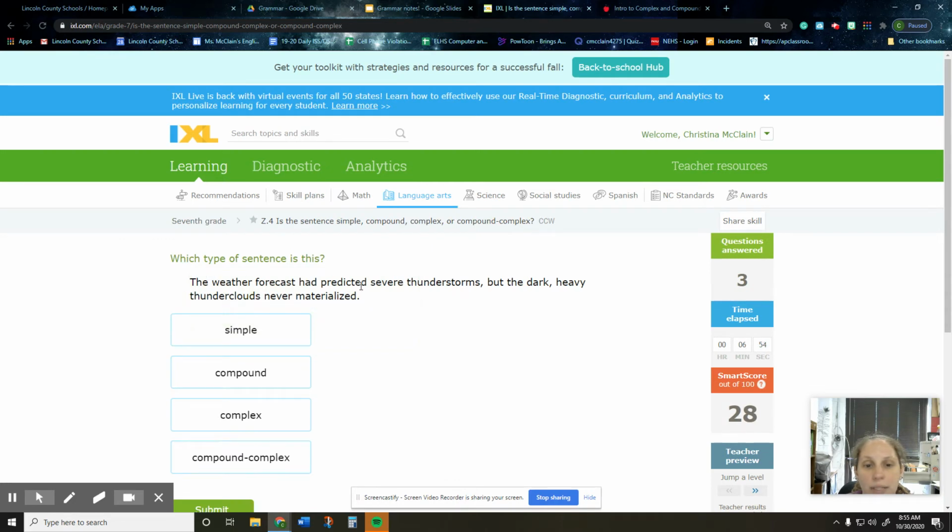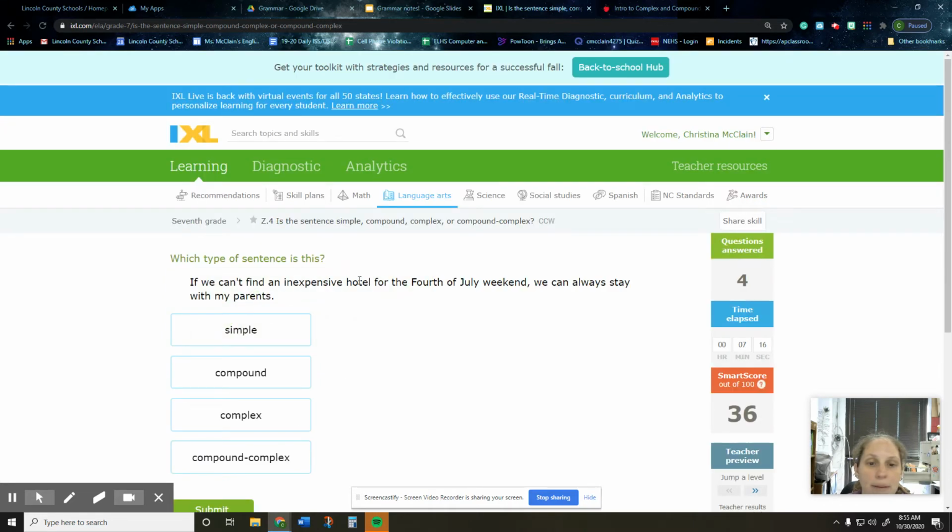The weather forecast had predicted severe thunderstorms, but the dark, heavy thunderclouds never materialized. Okay, once again, we've got comma but, so this is a comma plus a coordinating conjunction, so this is probably a compound sentence. The weather forecast had predicted severe thunderstorms, complete sentence. The dark, heavy thunderclouds never materialized, complete sentence. So I have a compound sentence.